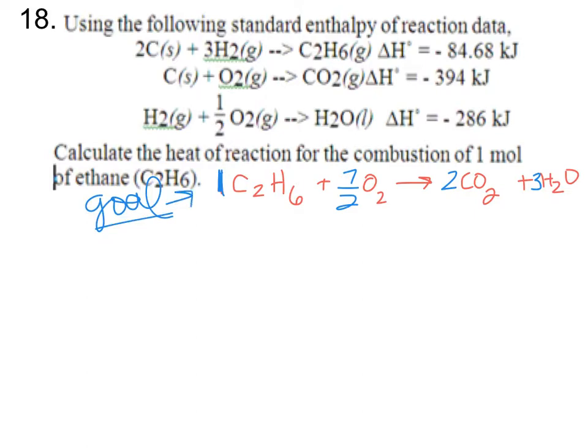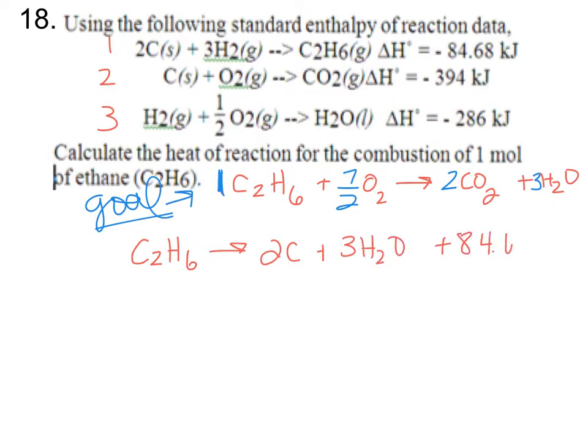And now I can manipulate again the same way I did before. I'm just going to call this equation 1, 2, and 3, give you all a reference point. So I'm going to start with the first one like I always do. And I notice that in equation 1, the ethane is a product, but I need it to be a reactant in the goal, so I'm going to flip that first equation and do C2H6 gives you 2C plus 3H2. So then I have to change the sign to plus 84.68.